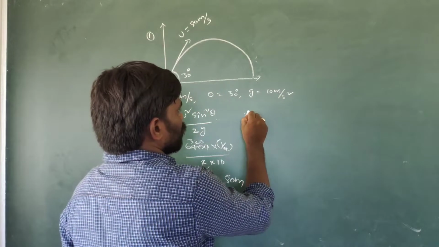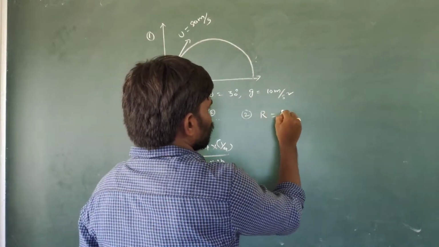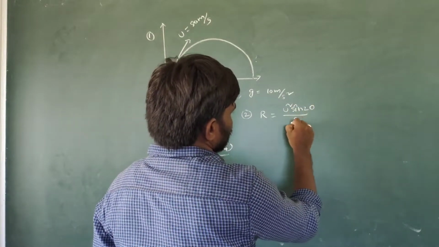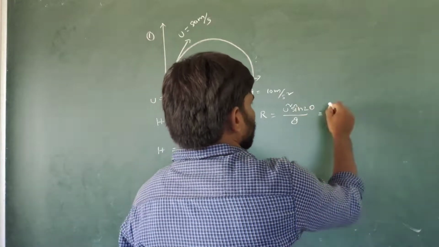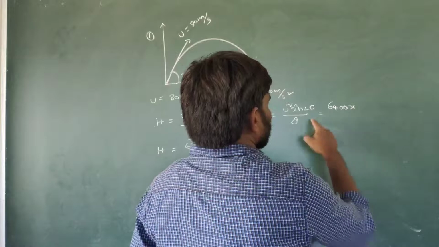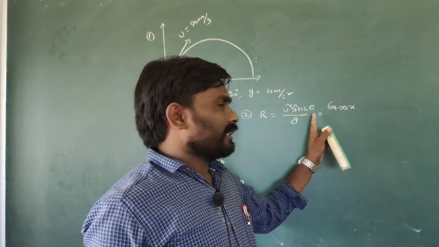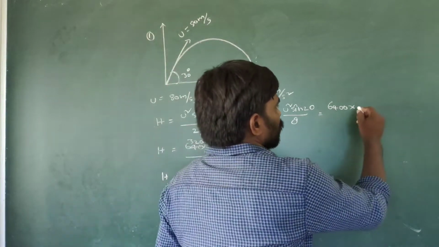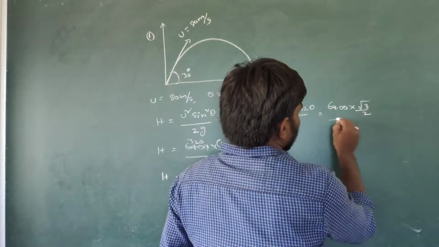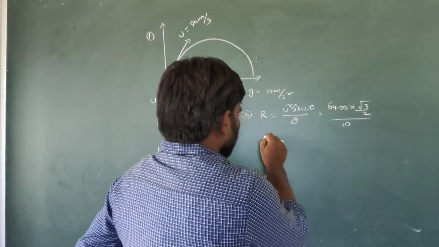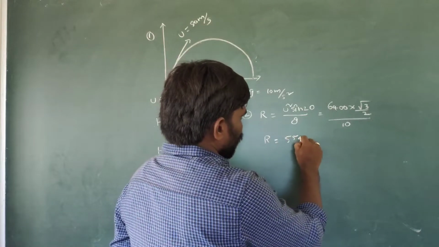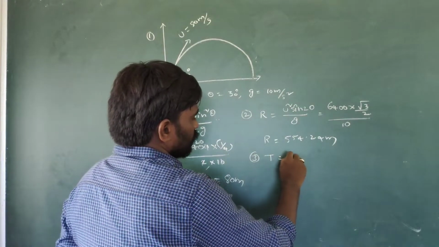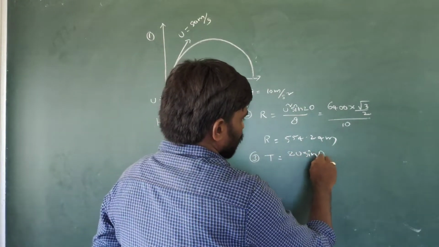Next, the second one is to find the range. Range R is equal to u square sin 2 theta by g. U square is 6400 into sin 2 theta, where theta equals 30 degrees, so 30 into 2 is 60, sin 60 degrees. The value is root 3 by 2, divided by 10. Solving, you will get range R equal to 554.24 meters.